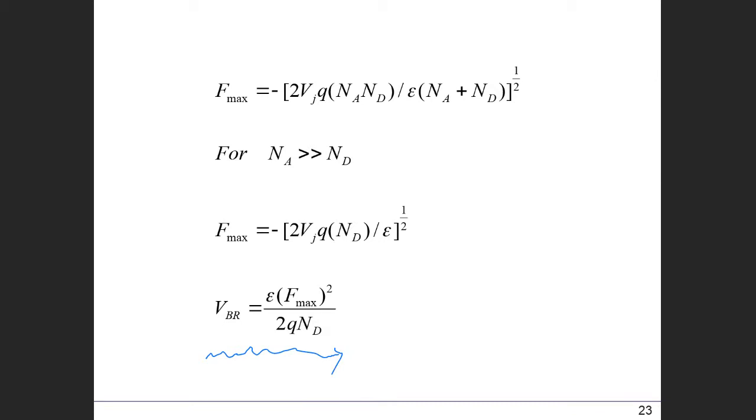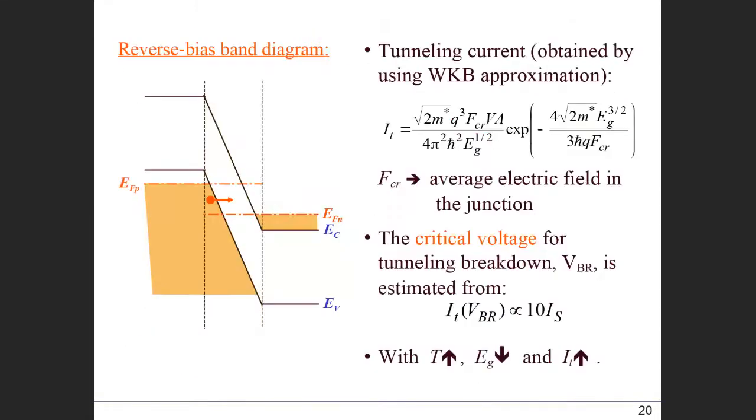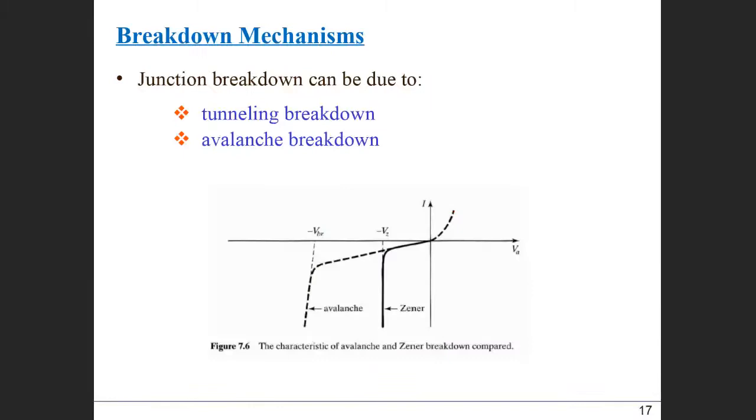So in a typical case, when you look at the two different types of breakdown, the avalanche breakdown typically happens at a very large voltage compared to the tunneling breakdown, which represents the general breakdown device. That is typically what we see in the device.